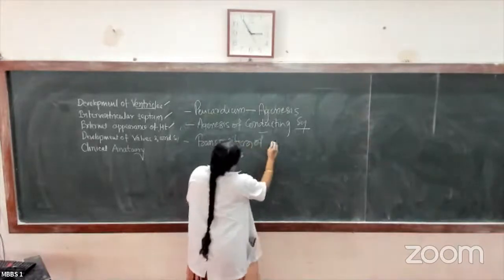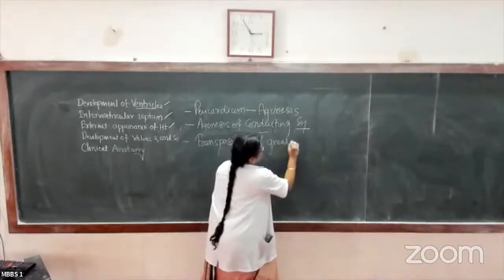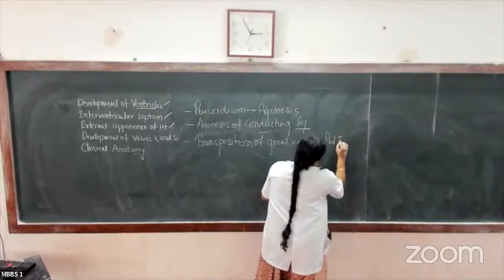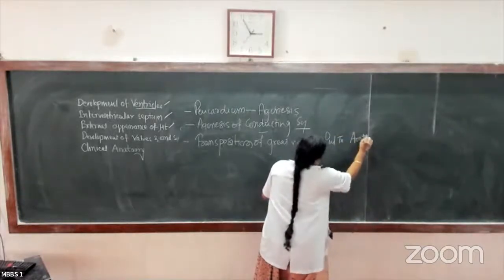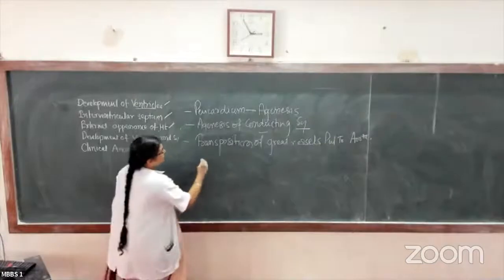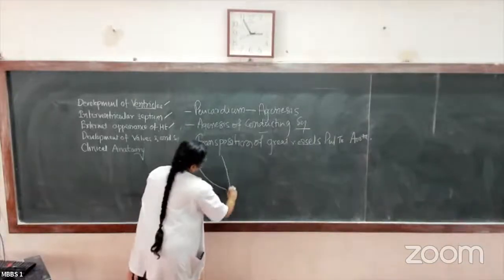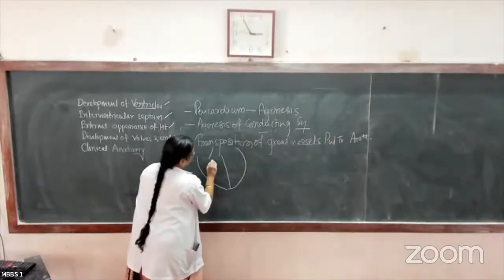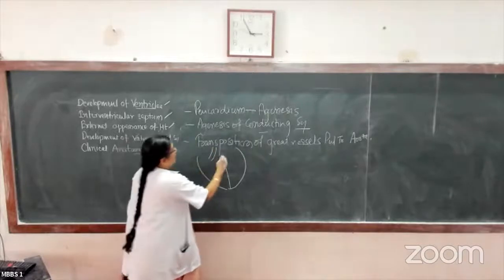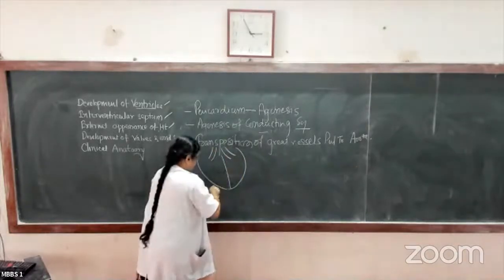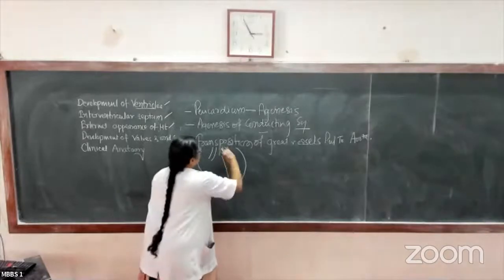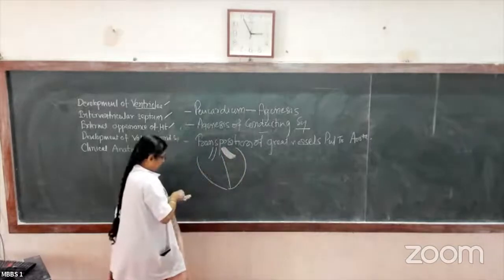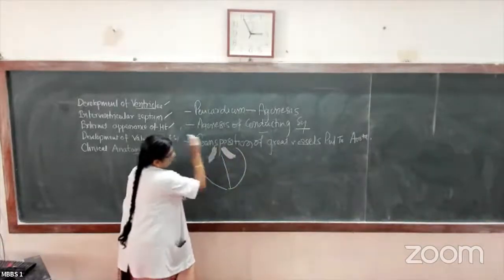Transposition of great vessels, that is pulmonary trunk and aorta. Transposition means what happens here? Suppose this is one ventricle, right ventricle, this one is left ventricle. Pulmonary trunk usually comes from the right ventricle and aorta from the left ventricle. So this is the common position.